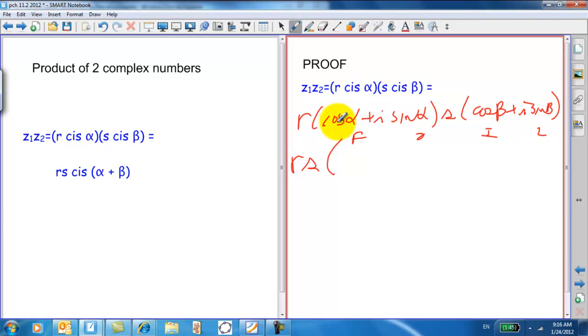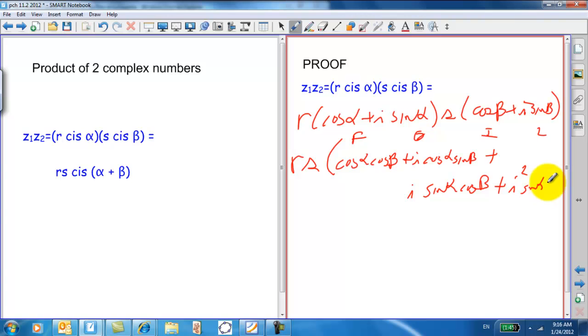First, outer, inner, last. First would be cosine alpha cosine beta. Outer would be i times cosine alpha sine beta. Inner would be sine alpha cosine beta times i. And last would be i squared times sine alpha sine beta. So now we can put together the real parts. That's cosine alpha cosine beta. And then this i squared becomes -1, so it's minus sine alpha sine beta.